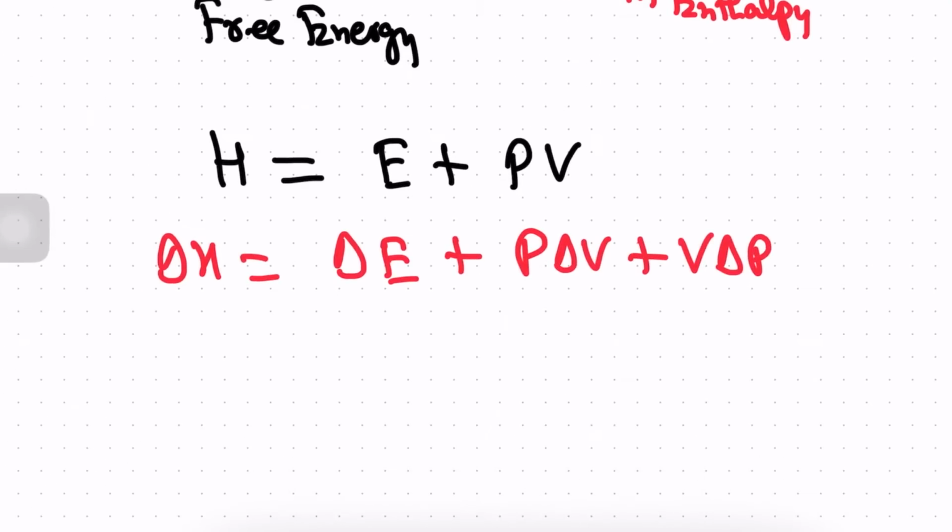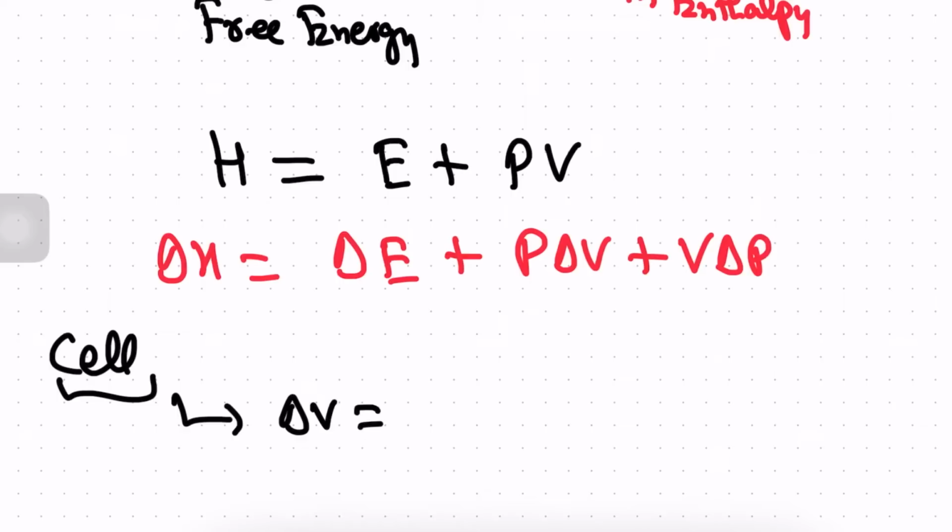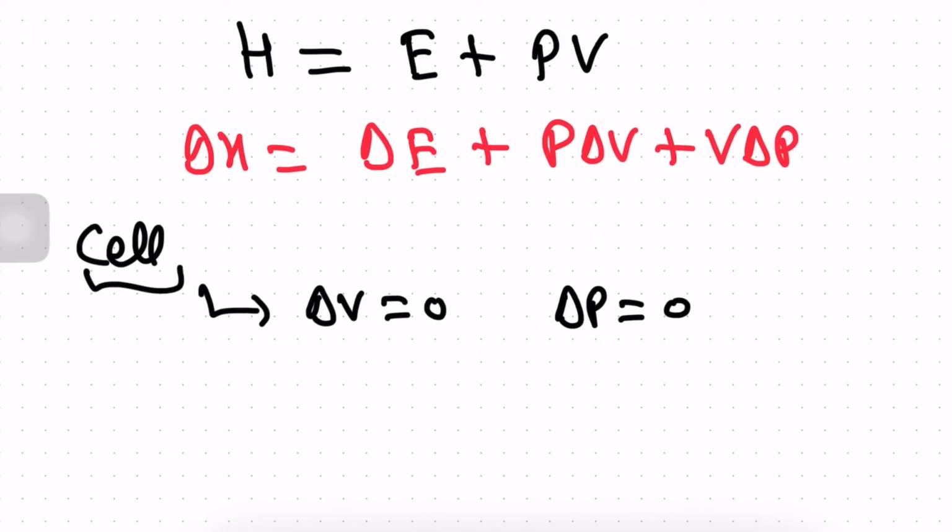Now I have told you that in a cell you are not going to see any change in the volume. Delta V is equal to 0. In the same way, the change in pressure is also 0. So in cellular conditions, the change in enthalpy is equal to the change in energy.